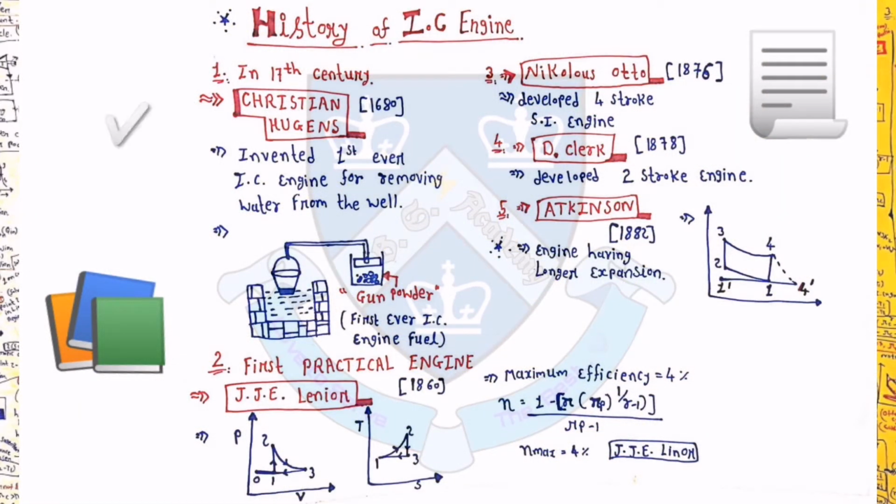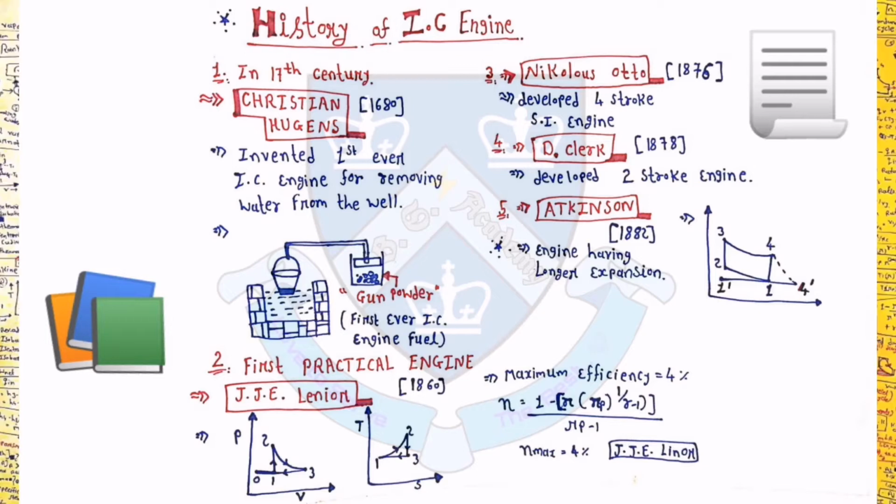Before moving towards the Carnot vapor cycle, let's see some history about thermodynamic IC engines. It all started in the 17th century. In 1680, Christian Huygens first developed the IC engine, which was operated by gunpowder. After that, the first practical engine was invented by J.J. Lenoir in 1860, and he gave one equation of efficiency, that eta is equal to 1 minus r into rp raised to 1 by gamma minus 1 upon rp minus 1. The efficiency of that engine was 4%.